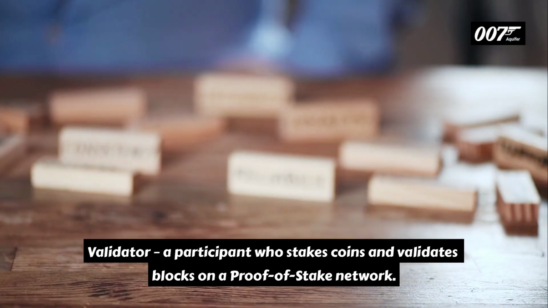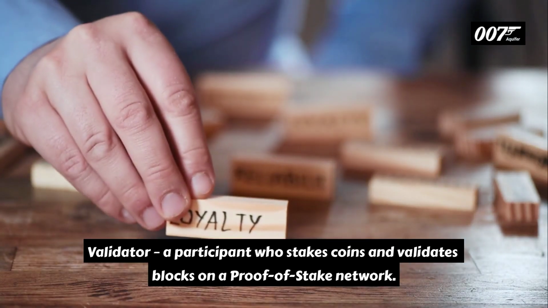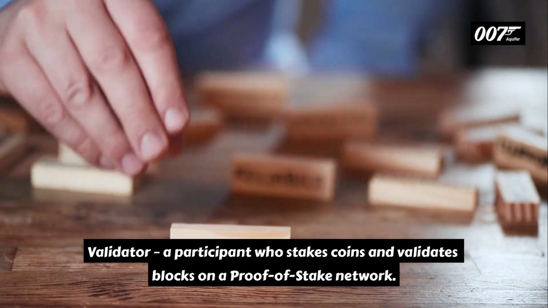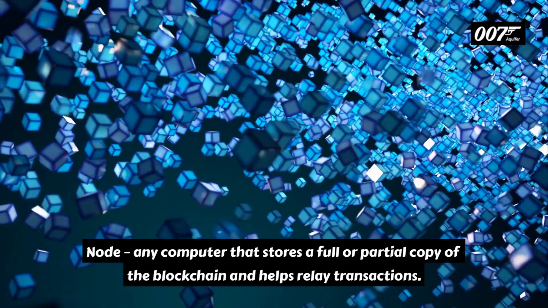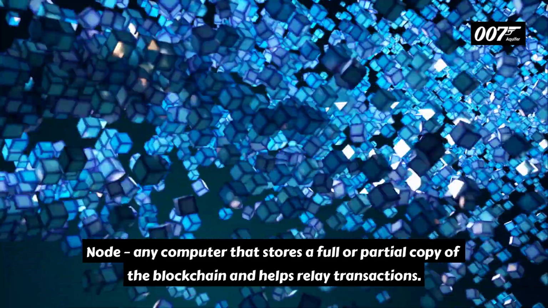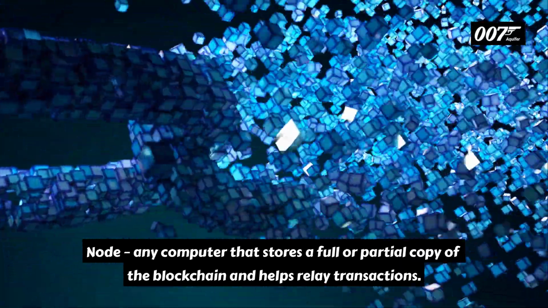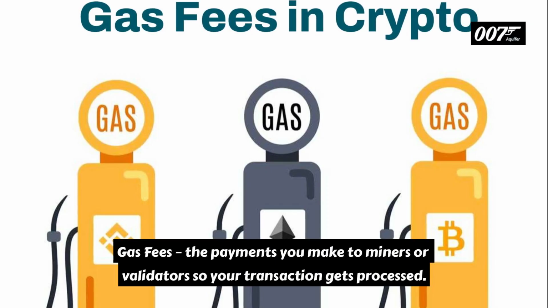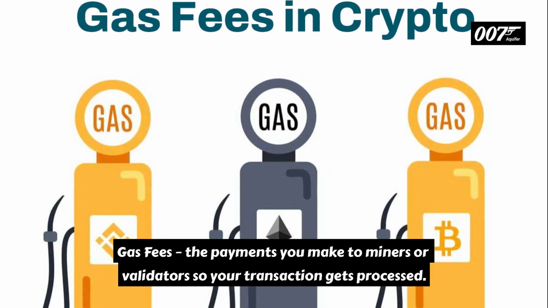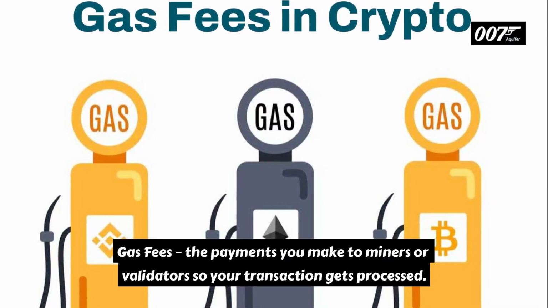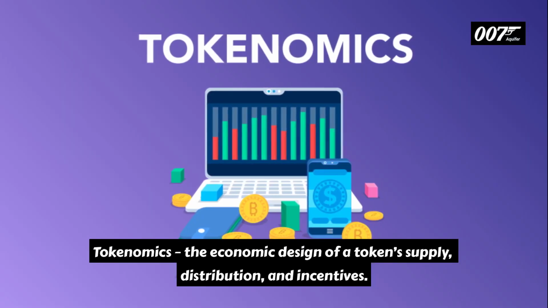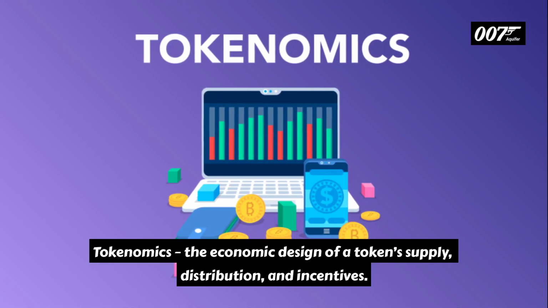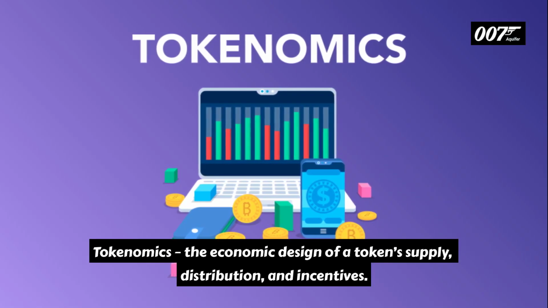blocks. Validator, a participant who stakes coins and validates blocks on a proof-of-stake network. Node, any computer that stores a full or partial copy of the blockchain and helps relay transactions. Gas fees, the payments you make to miners or validators so your transaction gets processed. Tokenomics, the economic design of a token's supply, distribution, and incentives.